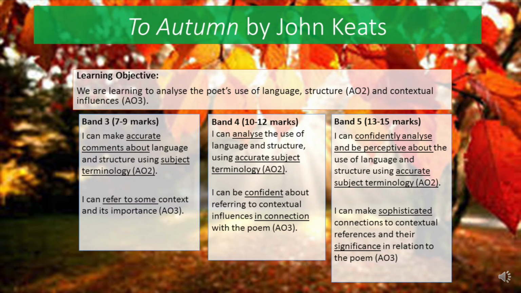There we go, the usual top 3 bands, what we're looking for when you do a poetry analysis. I'm not going to go through those 3 bands today because I have covered those in the last set of poems that I've done in this series. So if you do want to go back and remind yourself, then that is fine. So band 3, band 4 and band 5, that is for a 15-mark question. It's all about being perceptive and about being confident with your analysis of language and structure. We're also going to be looking at poetry use of language, structure, which is AO2, and contextual influences, which is AO3.